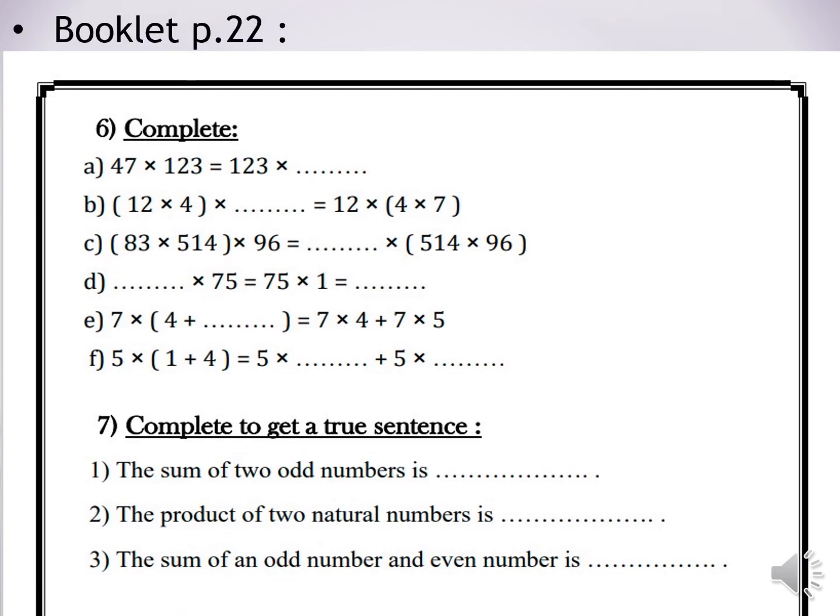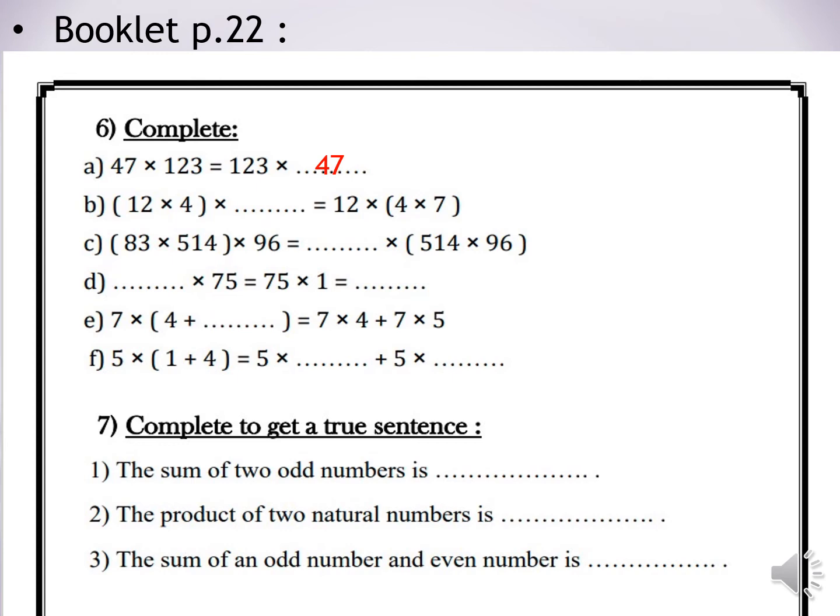Booklet page 22. Number 6. Complete. 47 times 123 equals 123 times what? This is the commutative property. I'm just changing the places of the numbers. So 47 times 123 equals 123 times 47. I'm just changing the place of the numbers.